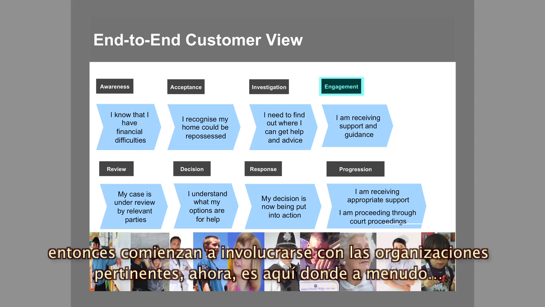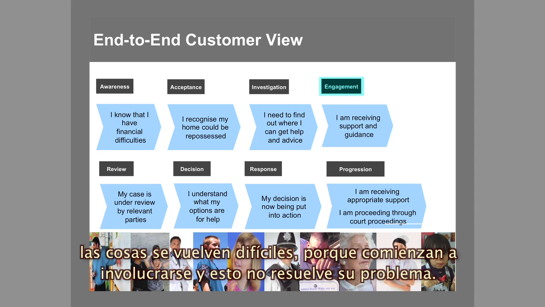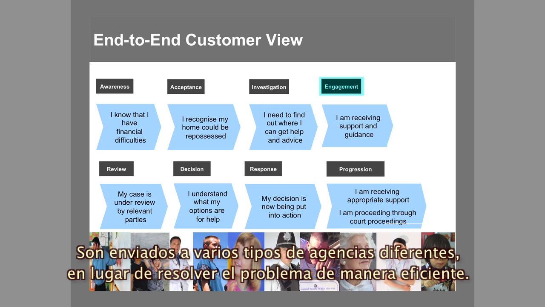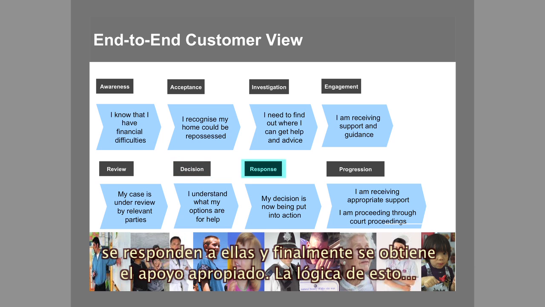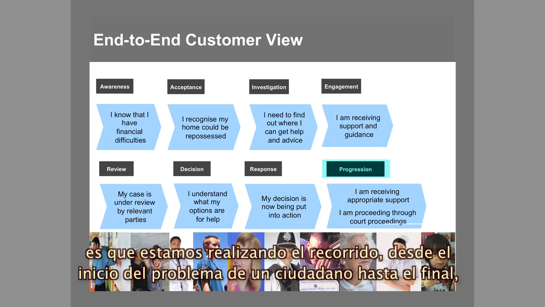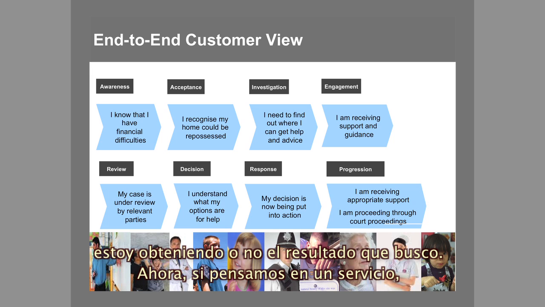Now, more often than not, it's here that it became more difficult, because they started to engage and it didn't actually resolve their problem. They kept getting sent to different sorts of agencies rather than getting their problem resolved in an efficient manner. They then reviewed whether or not it was getting resolved, getting to a view of what the decisions were, responding to it, and then ultimately getting the appropriate support. The logic being, you're following it all the way through, from the beginning of a citizen with a problem to the end, I'm getting the outcome that I actually require.